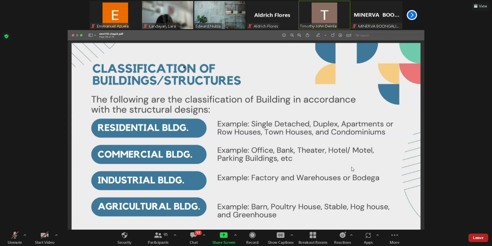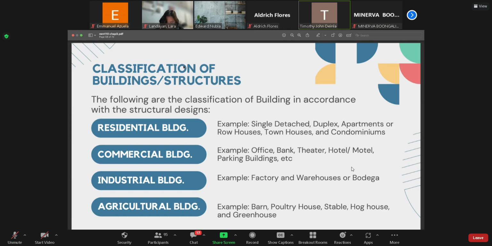And aside from this, we also have retail stores, restaurants, healthcare facilities, and any other income-generating establishments. Then for industrial buildings naman, we can categorize this into 2. First is the factory, which is basically intended for industrial operations and production services, while the warehouses or bodega is for storage. Then for agricultural structures naman, we have barn, which is typically used for storage ng mga farm materials.